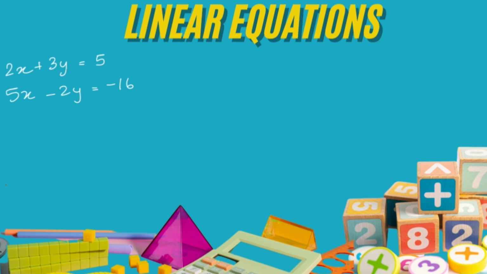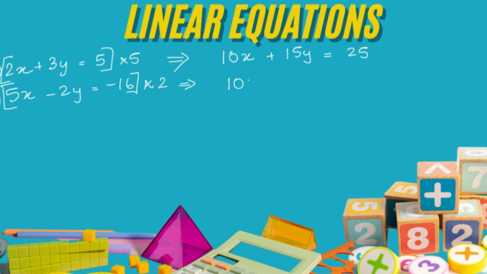Let's try a harder question. Here in the first equation I have 2x plus 3y is equal to 5 and the second equation is 2x minus y is equal to negative 16. Let's make the coefficients of x equal. In order to do that, I need to multiply the first equation by 5 and the second equation by 2. In the first equation we get 10x plus 15y is equal to 25, and in the second equation we get 10x minus 4y is equal to negative 32.